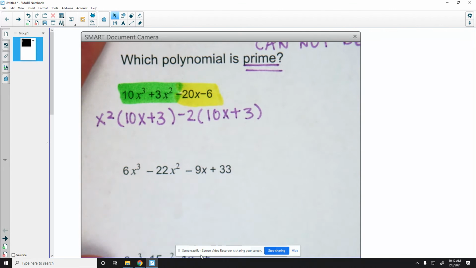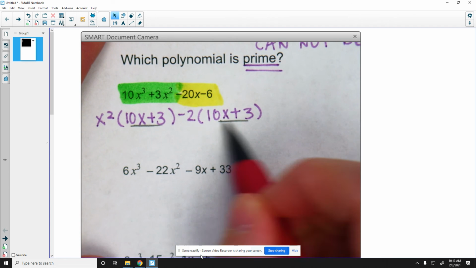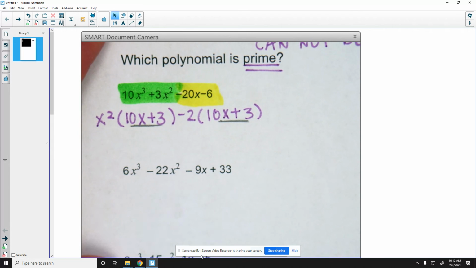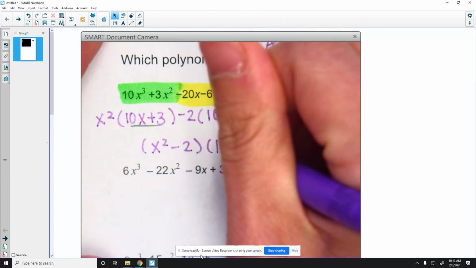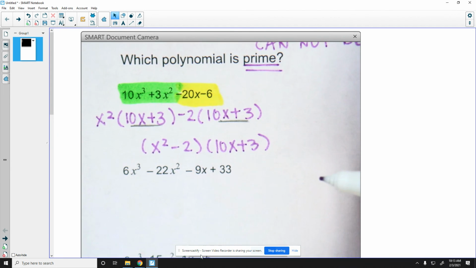Okay, so remember how we grouped this then? We're like, oh, I did it right because these two things inside the parentheses are correct. So then my final answer would be (x squared minus 2)(10x plus 3).